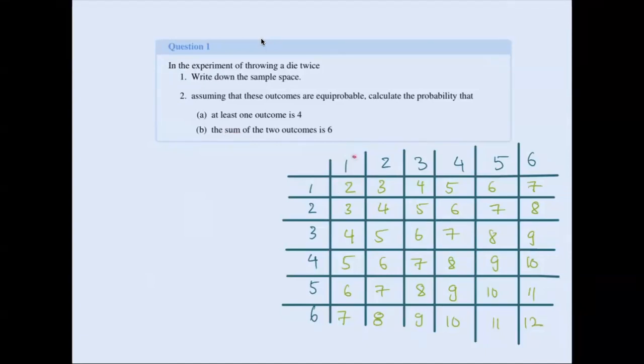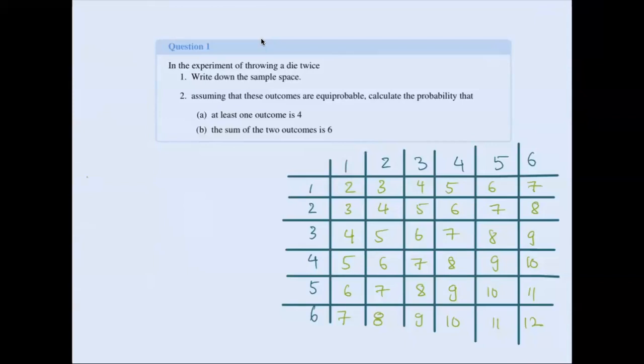For example, if on the first die I get 1, and on the second die, in the second row, I get 1, then the sum of the two outcomes is 2. Similarly, I fill in 2 plus 1, 3 plus 1 gives me 4, 6 plus 1 gives me 7, something like that. So this is how I construct my table.